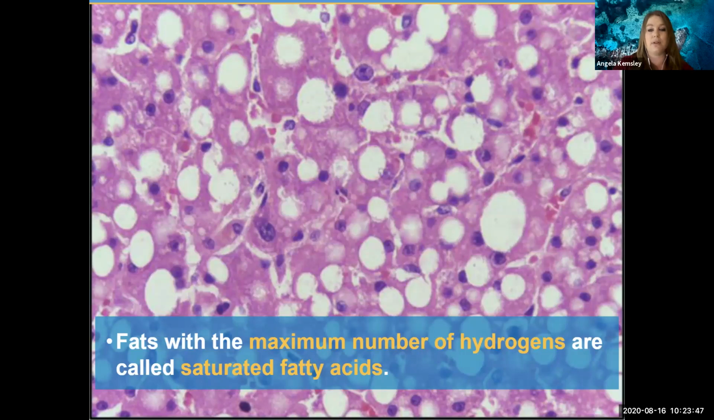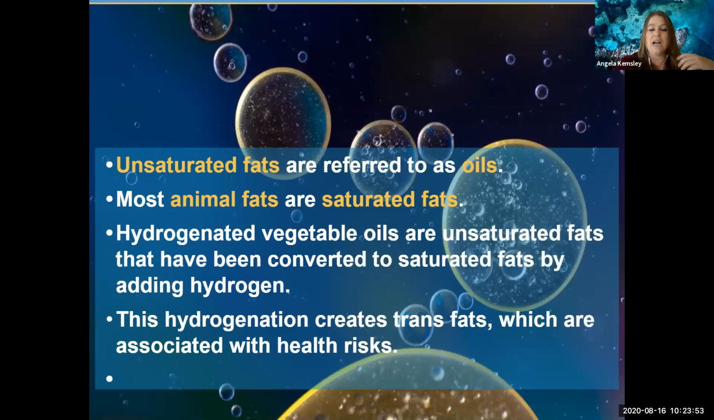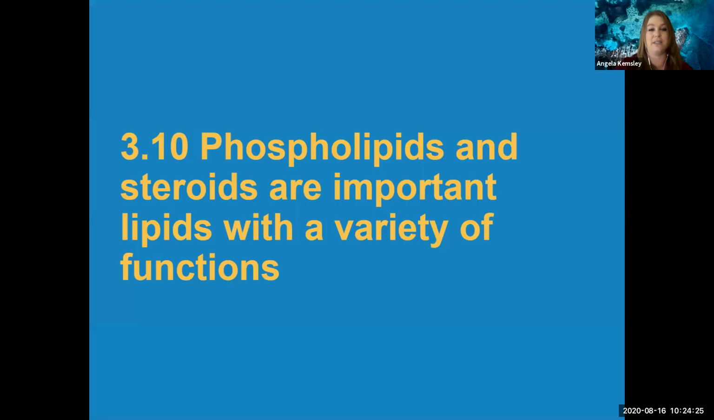Fats with the maximum number of hydrogens are called saturated fatty acids. Unsaturated fats are referred to as oils. Most animal fats are saturated fats. Our hydrogenated vegetable oils are unsaturated fats that have been converted to saturated fats by adding in hydrogen. This hydrogenation can create trans fats, which are associated with health risks. You might have heard of saturated versus unsaturated fats in your food because this can actually have an impact on your health depending on which types of fats you are eating. All right, so there's a brief overview of our fatty acids.